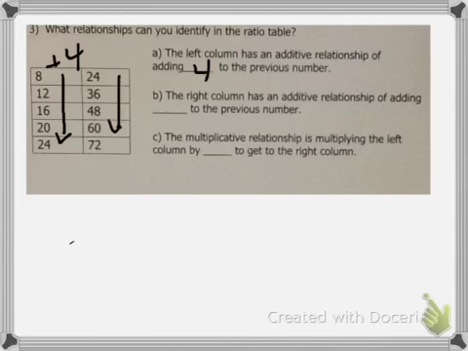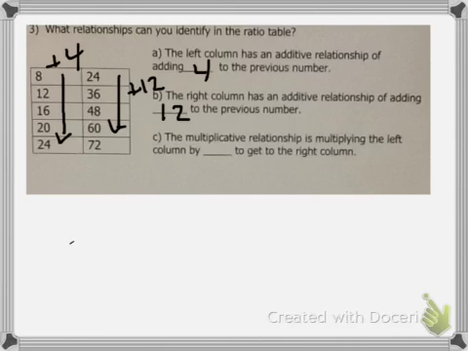For the right column, it looks like we're adding 12 to the previous number each time as we move down. So for part B, the right column has an additive relationship of adding 12 to the previous number.